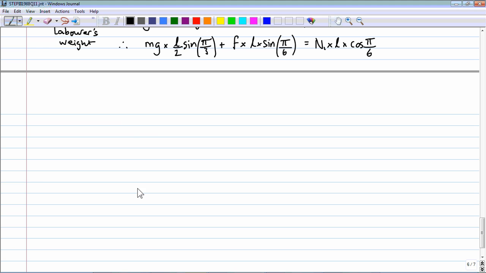So let me just repeat that rearranging process. Let me write it carefully. mg over 2, and sine pi over 3 is root 3 over 2, plus F over 2 equals N1 root 3 over 2. So now I've got, remembering that as before, F is mu N1 in limiting equilibrium, because limiting equilibrium.